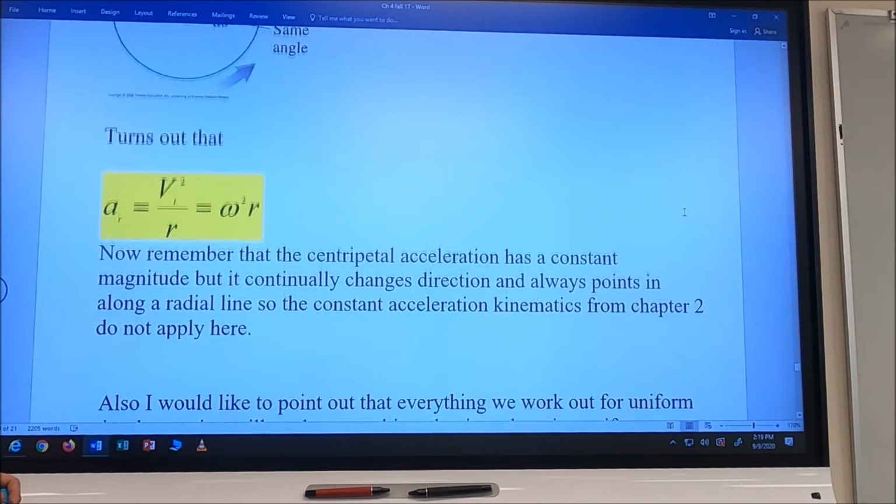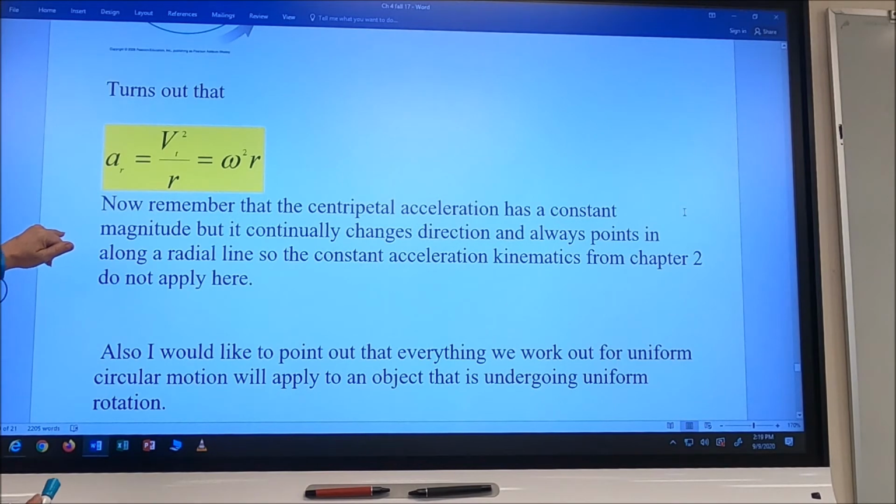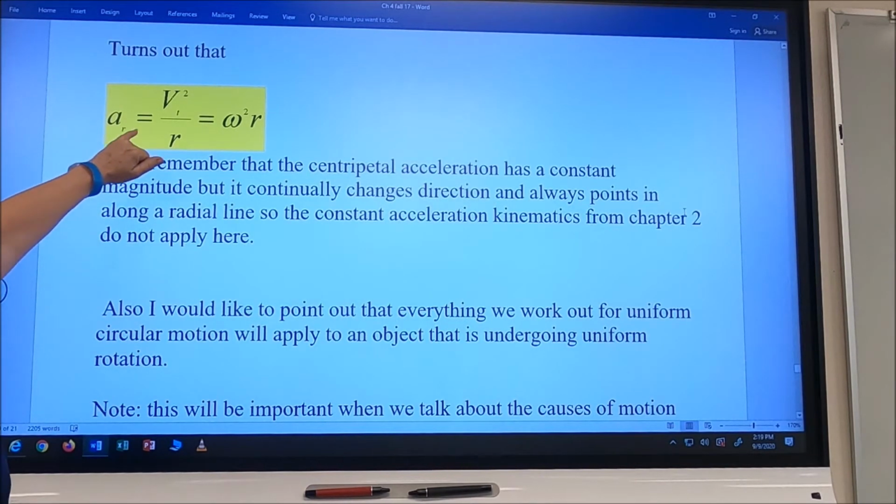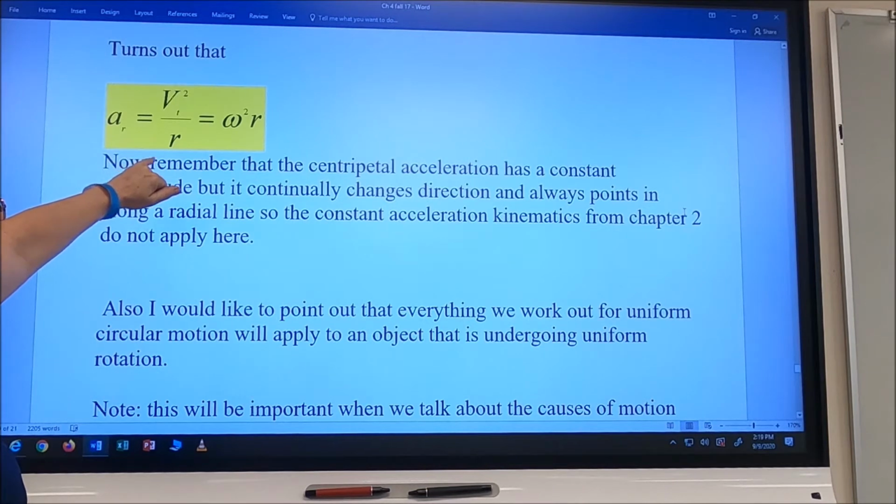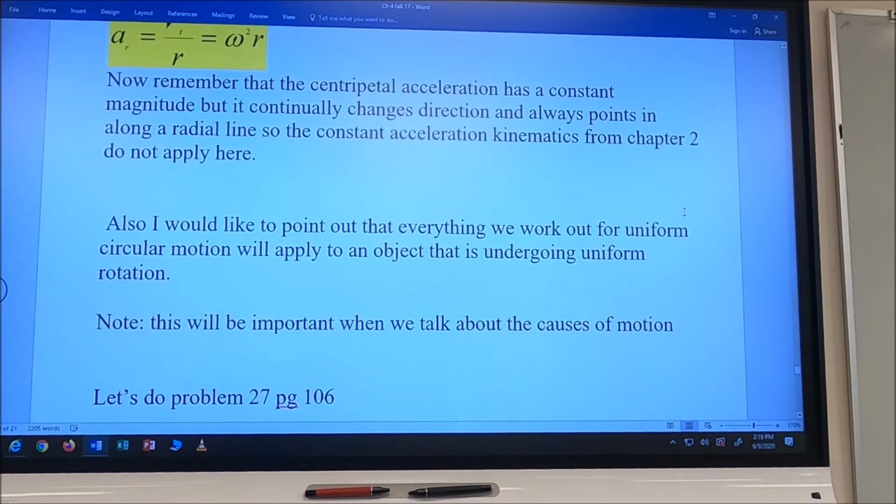Let's scroll up a little bit. And it turns out, I'm not going to bore you with all the algebra, A sub R is always equal to V sub T squared over R, or omega squared times R. So your radial acceleration depends on how fast the object is traveling around the circle. Now guys, this is important. The faster something is traveling around a circular pathway, the larger the radial acceleration has to be to turn it. And when we start talking about forces, that's going to mean the larger a force we're going to need to turn something that's following a circular pathway.